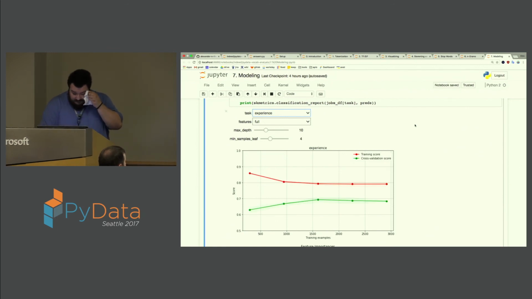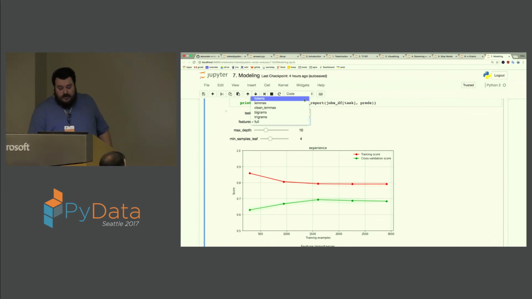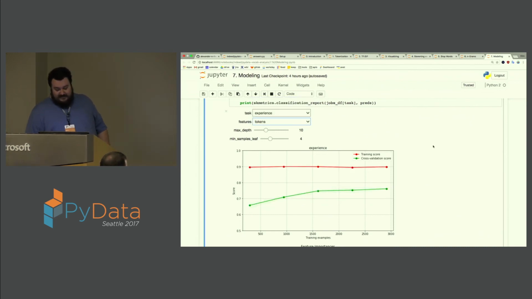Okay, it's much worse. But hey, we're doing the full one. I bet you the other ones are probably worse. Like tokens is definitely going to be worse than this, right? Why do you think this would have happened?